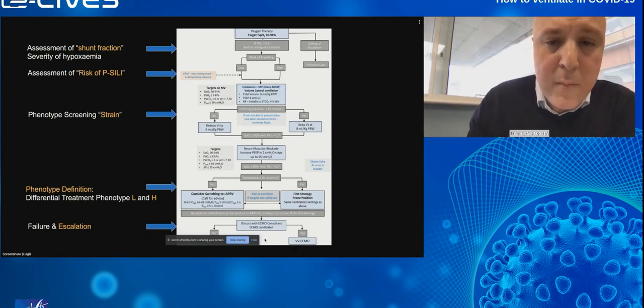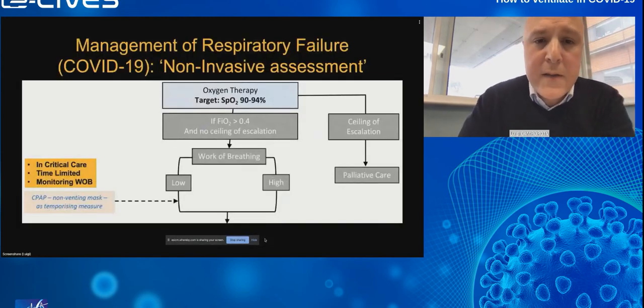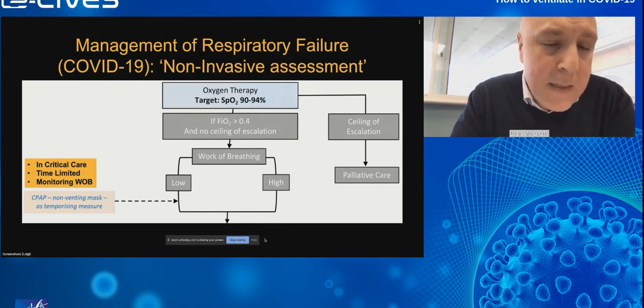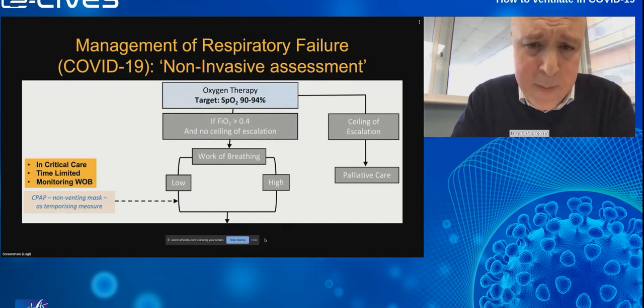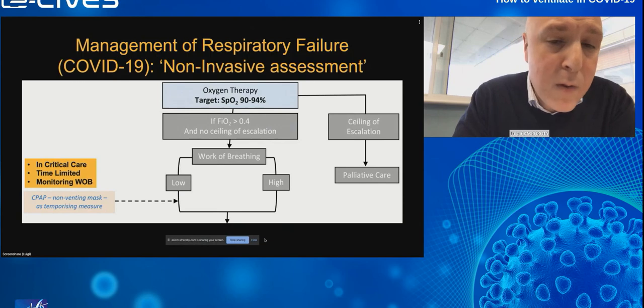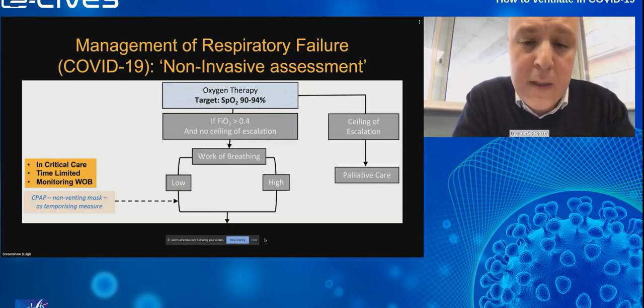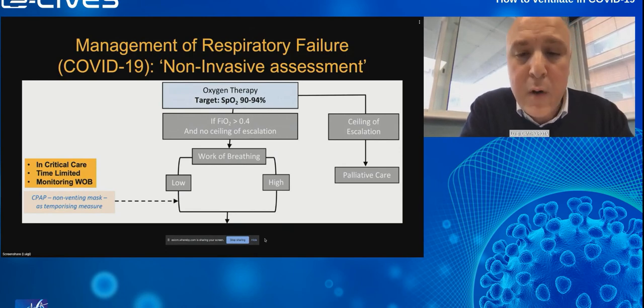So I'm going to go briefly through all these stages so we can clarify this process, and then maybe we can discuss different phases later on in the discussion phase. So the first thing is the non-improvement. We do that with 15 liters of oxygen. We use a particular target, so 90 to 94, and this might be in A&E or maybe on the ward, and then we assess very early the work of breathing.